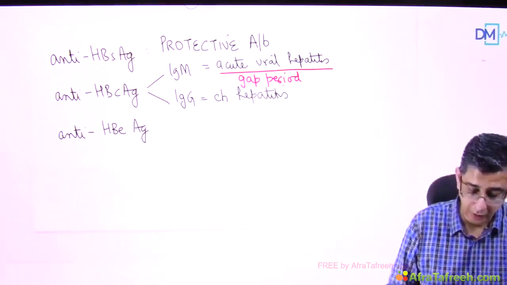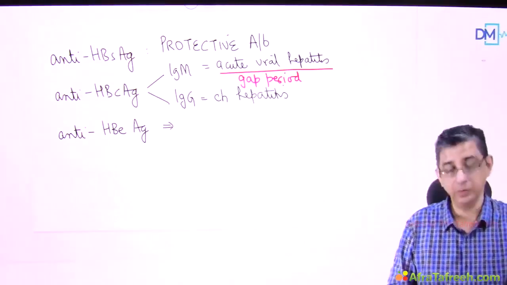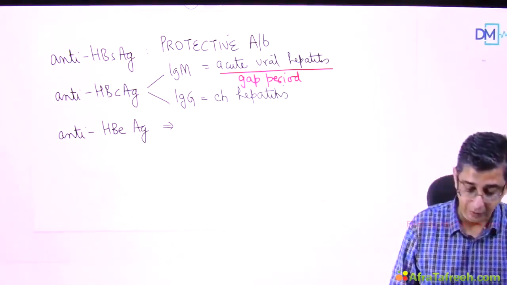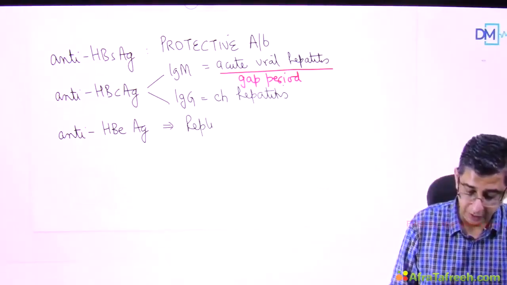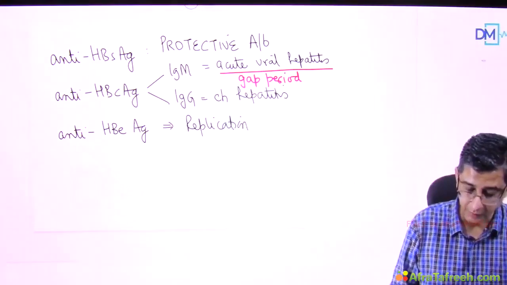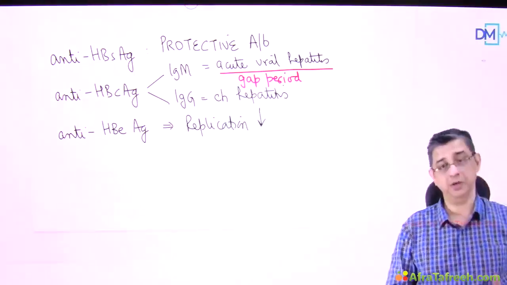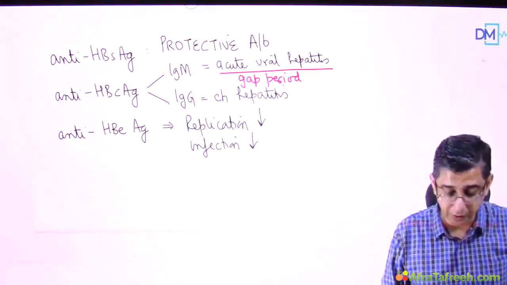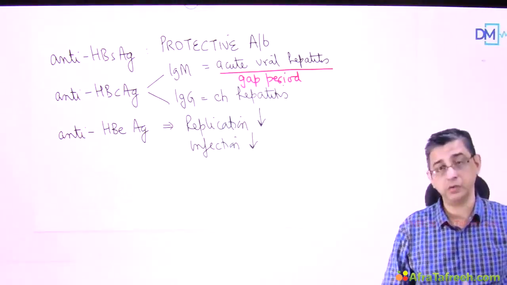For antibody to the E antigen, remember the fact that the patient's replication rate has substantially reduced. So if the replication rate reduces in the patient, then the infectivity of this patient to his family members will be substantially reduced.